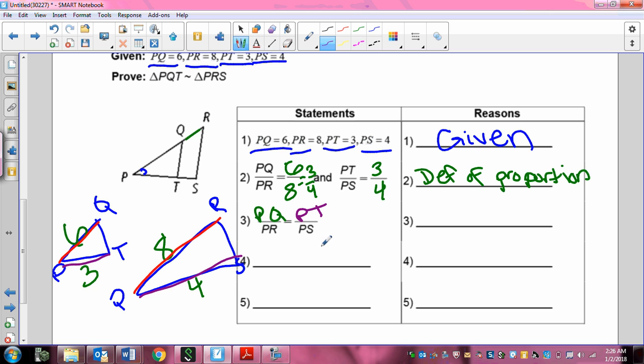And we can say this is the transitive property. So we said P to Q over P to R is 3/4, and P to T over P to S is 3/4. Well, if they both equal the same thing, we can say P to Q over P to R is equal to P to T over P to S, right? They both equal the same thing. So we can say this is the transitive property.